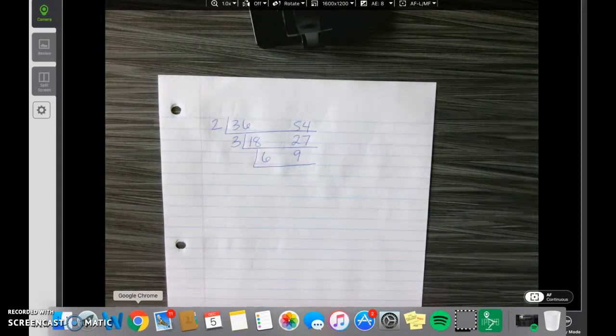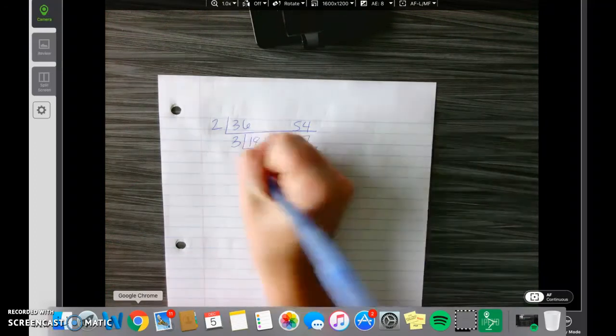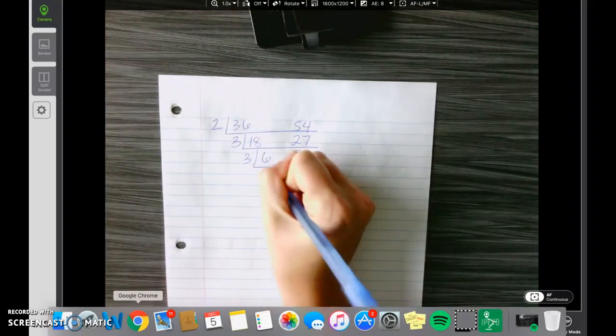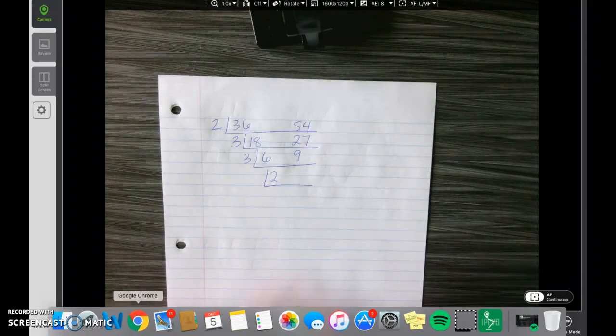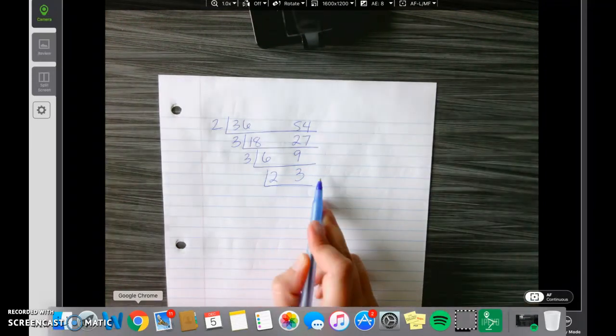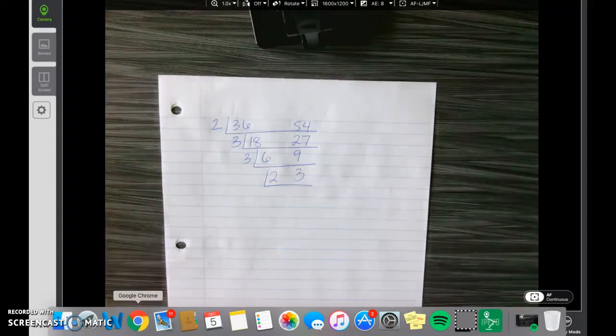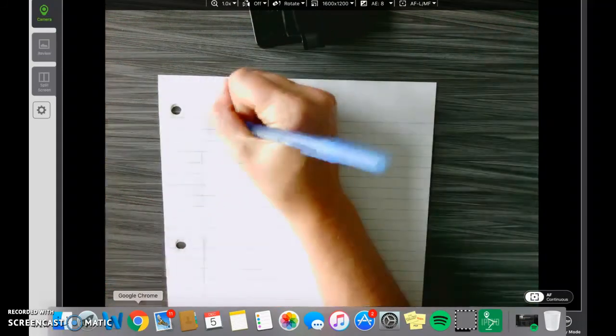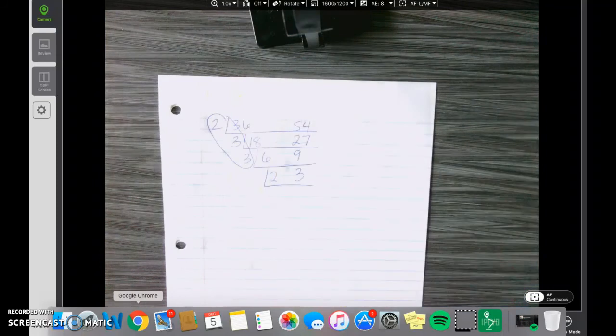So do 6 and 9 have anything in common? Yeah, they have a 3. So 6 divided by 3 is 2. 9 divided by 3 is 3. So now I'm left with two numbers that don't have anything in common except for 1. So that means that these are the numbers that they did have in common.